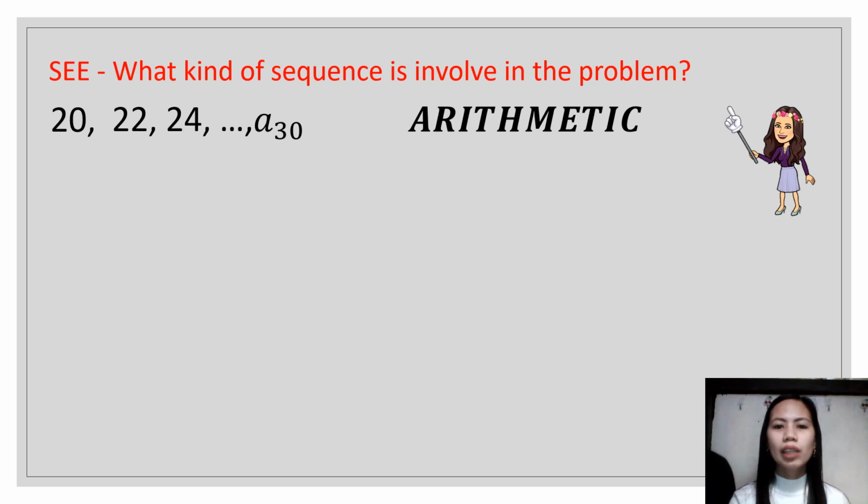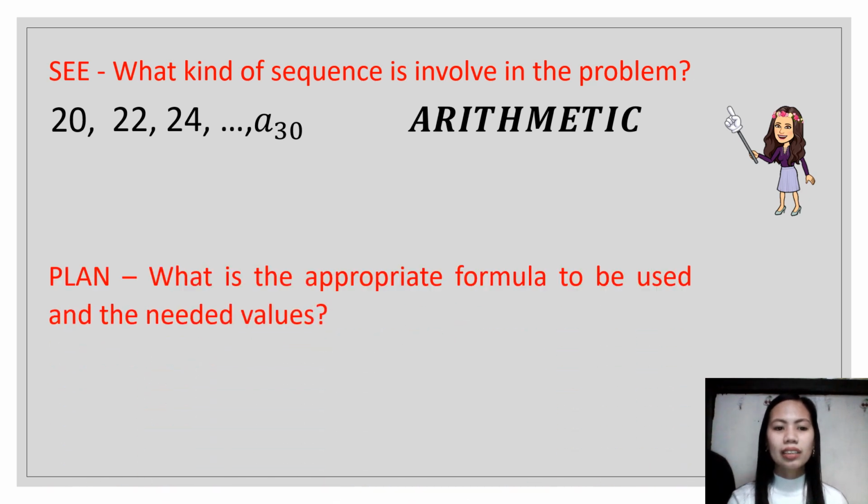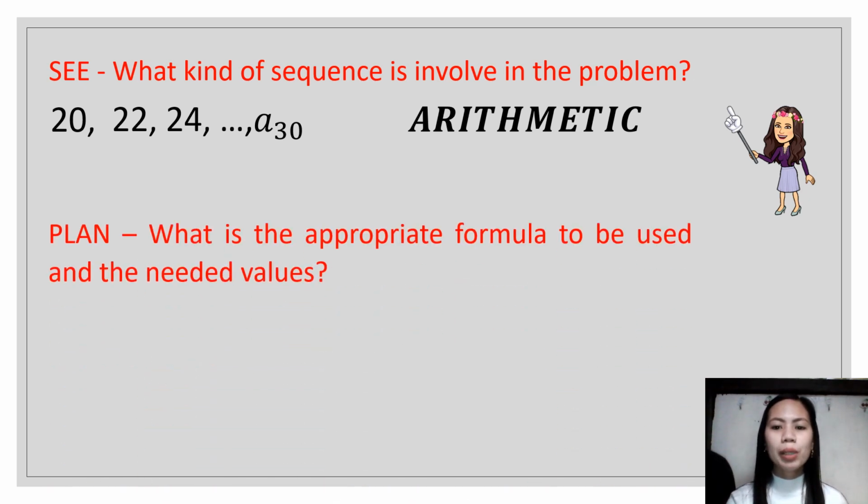Okay, see what kind of sequence is involved in the problem. Nasagot na natin kanina, that is an arithmetic sequence. Next, what is the appropriate formula to be used and the needed values? Kailangan natin makuha ang sum ng lahat ng seats simula first row up to the 30th row. So, sum yan. Alalahanin ang formulang ginamit natin sa sum ng arithmetic sequence.